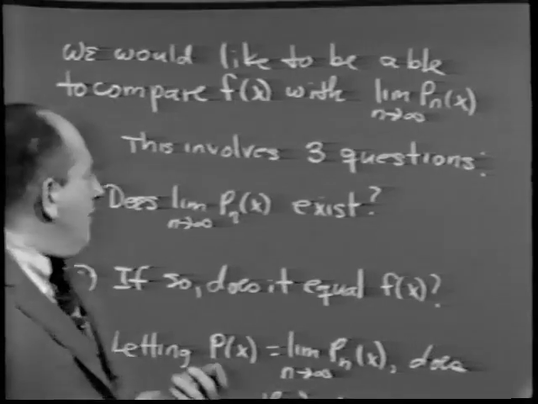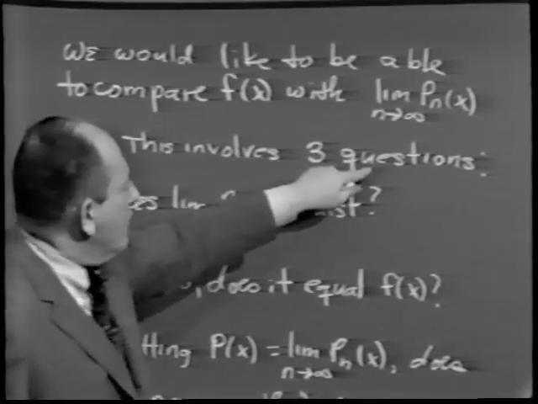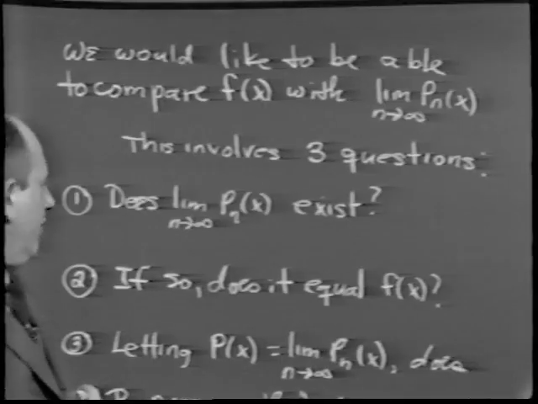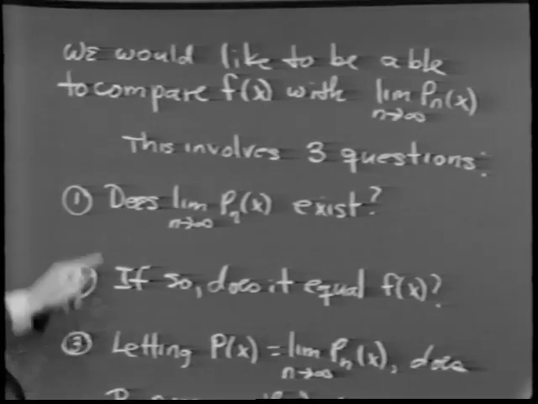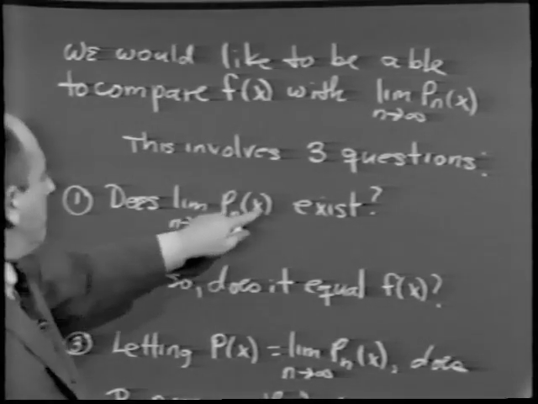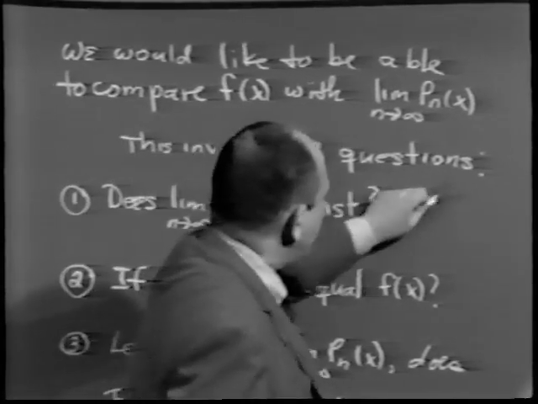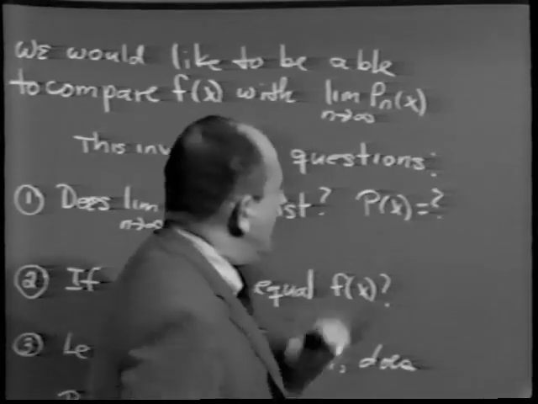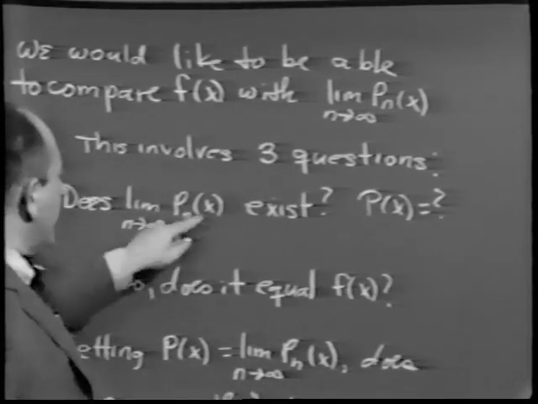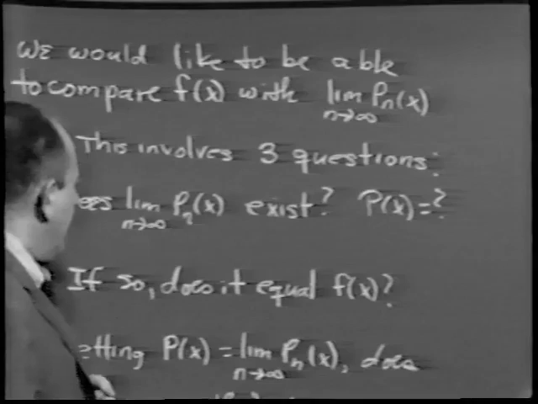Now, we don't know whether this is going to happen. In fact, the remainder of our course now revolves around three questions. The three questions are the following. First of all, does the limit of P_n of x as n approaches infinity exist? In other words, does P of x exist in the first place? Does this limit always exist for a given x?